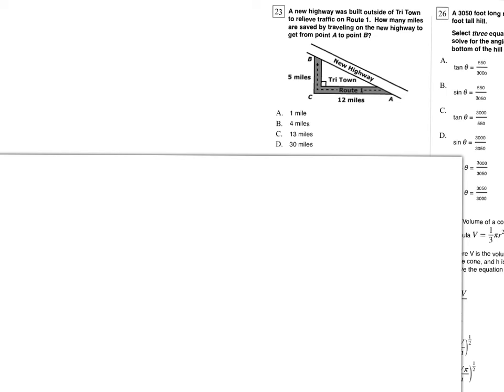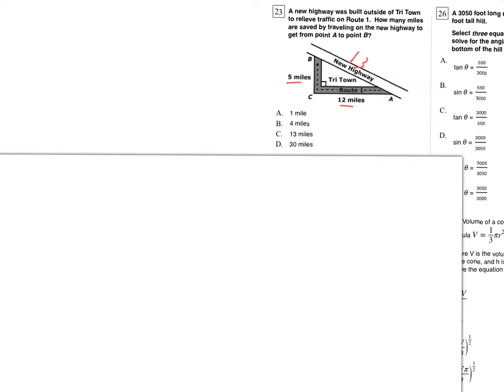All right, next up, number 23 here. It says they're building the new highway there. So how many miles are saved by traveling on the new highway from A to B? So we have 5 and 12 here. I know that this one then would be 13 on that right triangle. You can do Pythagorean theorem if you want.